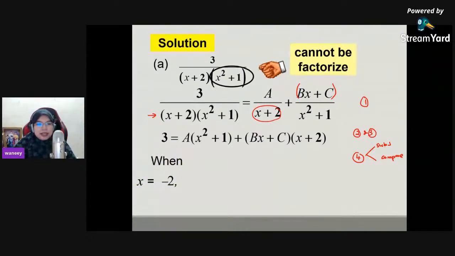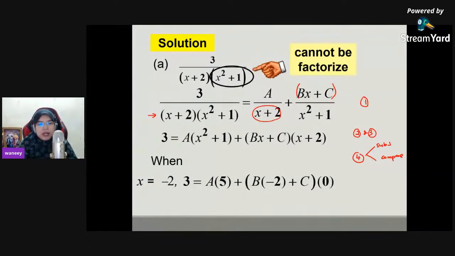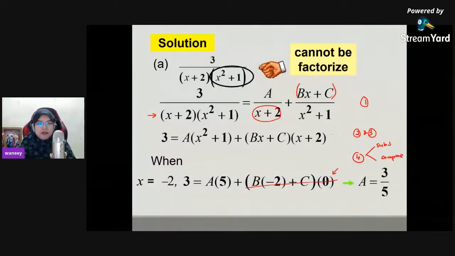So I'm letting x equal to -2 because my aim is to make sure this x plus 2 will become 0. So substitute with x equal to -2. I will be left with A times with 5 plus, so B times -2 plus C, and I times them with 0. So anything multiply with 0 is always 0. So I will be left with A times with 5 equal to 3, which will simply give me A equal to 3 over 5.